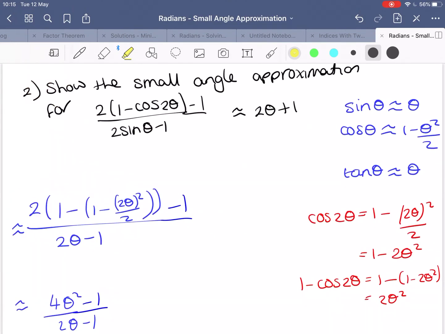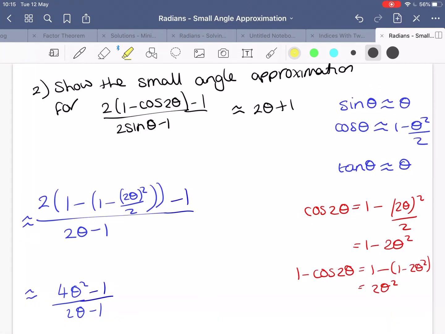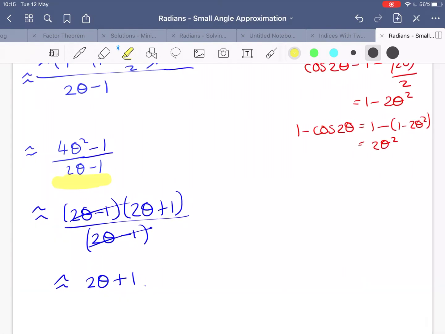Right, second question then. So, show that the small angle approximation is this. Now, they were nice here because they were giving you a clue to the fact that you actually end up with 4 theta squared minus 1 over 2 theta minus 1. And then you've got to remember to do your difference of 2 squares.